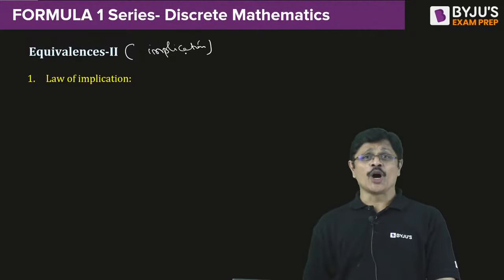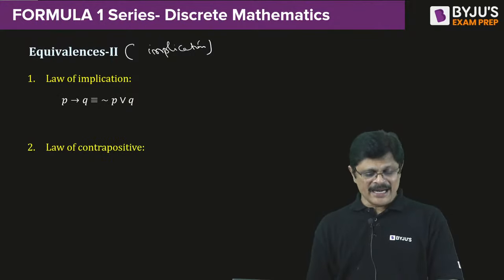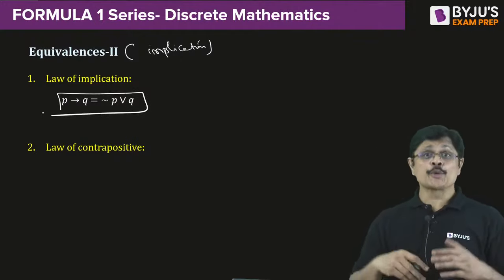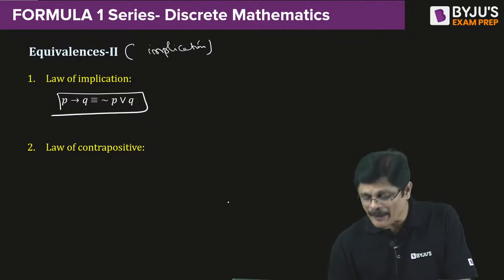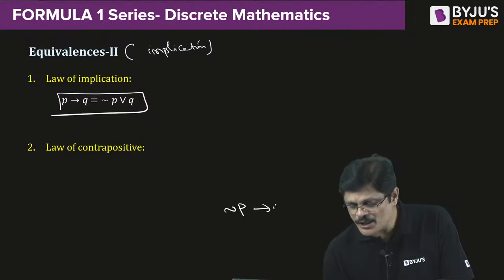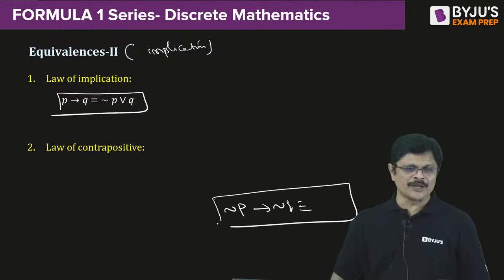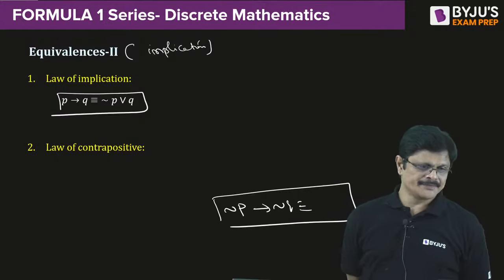And here we have the law of implication: P implies Q is negation P or Q. And the law of contrapositive. See, this is very important, sir. You should practice this as a rule, but in different ways. You should be able to answer this question also: by the law of implication, what is negation P implies negation Q equivalent to?